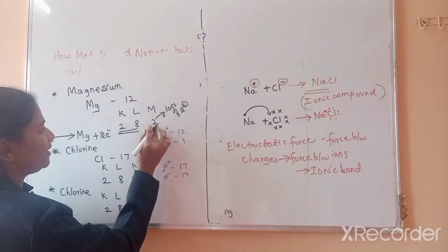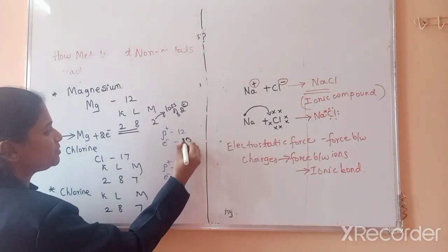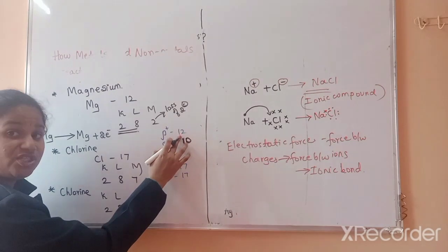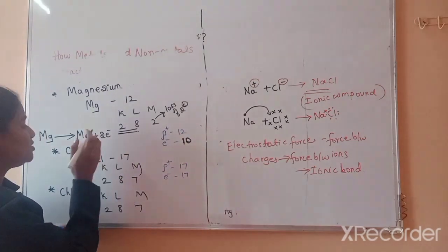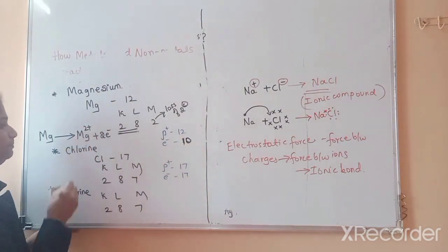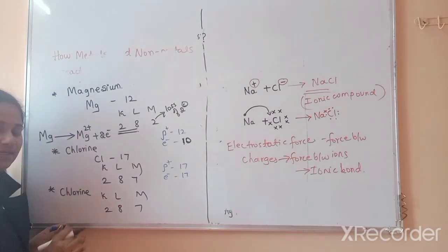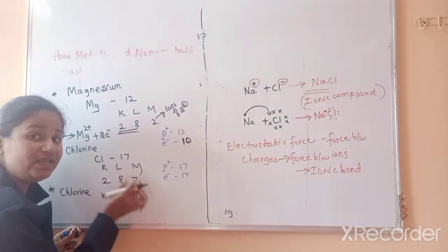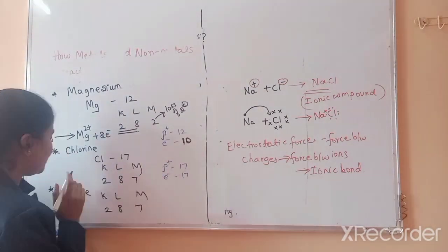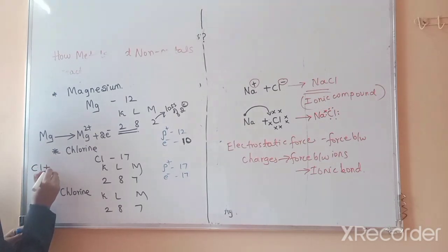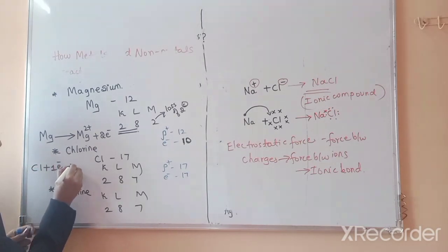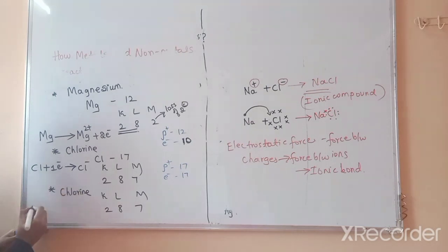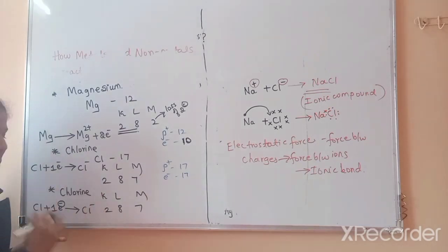Losing 2 electrons means it becomes 10 electrons, 8 plus 2, 10. But the positive charges remain 12 only. That is why we write 2+ here. Similarly, chlorine wants to get 1 electron. So Cl plus 1 electron gives Cl-. Again, Cl plus 1 electron gives Cl-. You will understand why I wrote it twice.